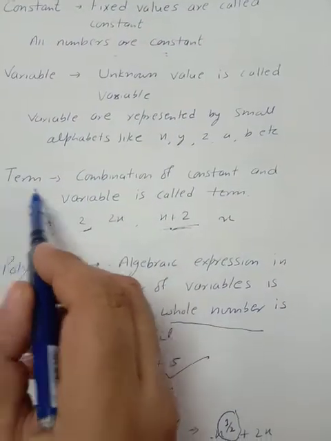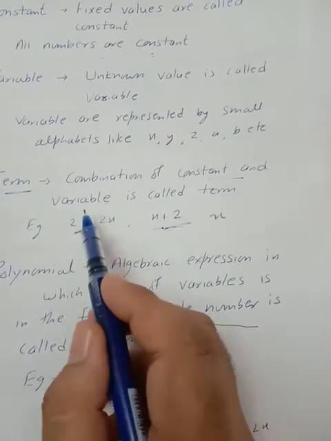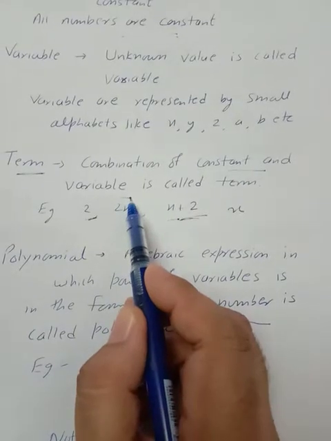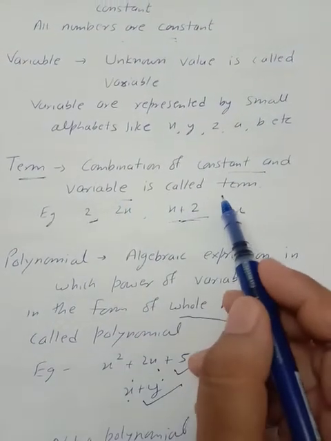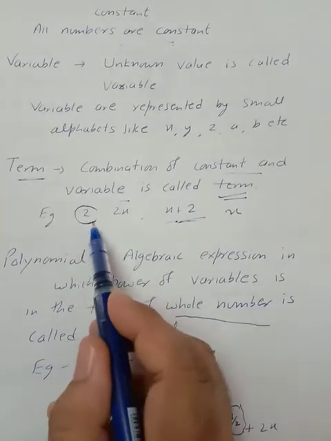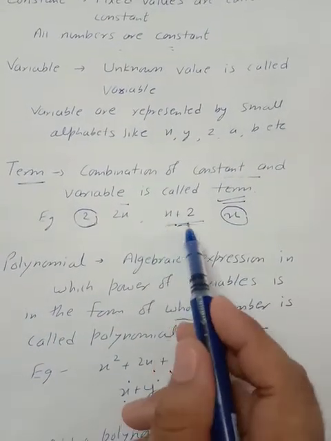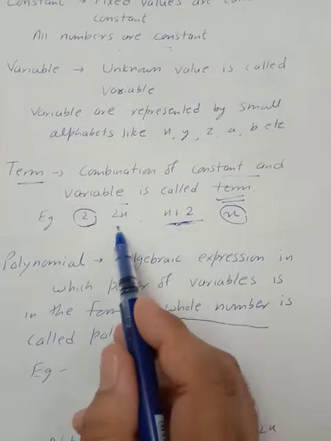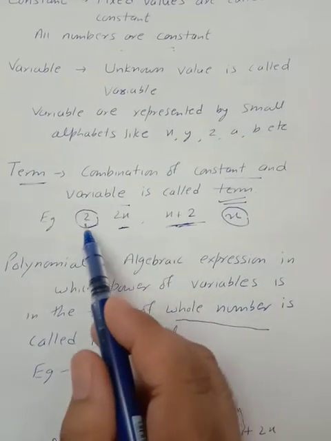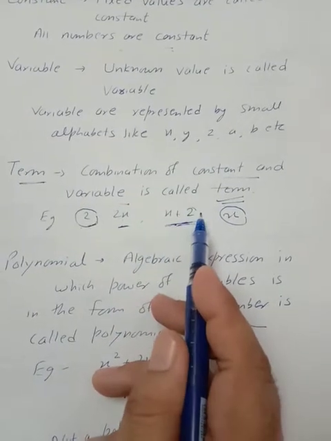Next we have the term. The term is basically the combination of the constant and the variable. So the combination of constants and variables gives us the term. A term may be only a constant, maybe only a variable, or maybe the combination of the constant and the variable. So in this case we have one term, here we have two terms.